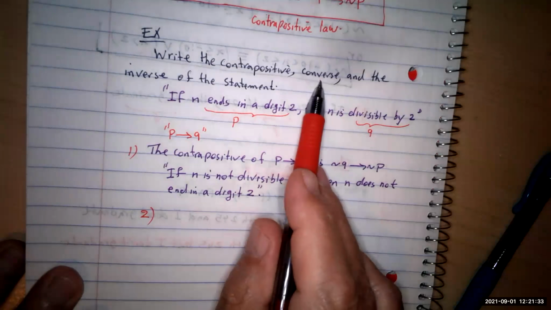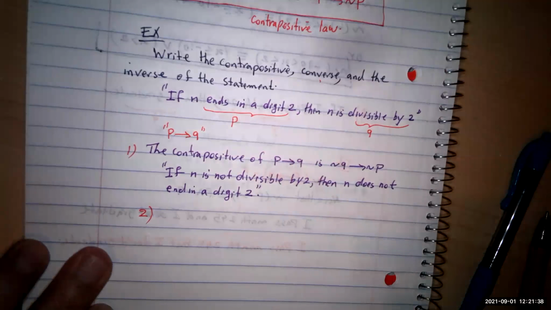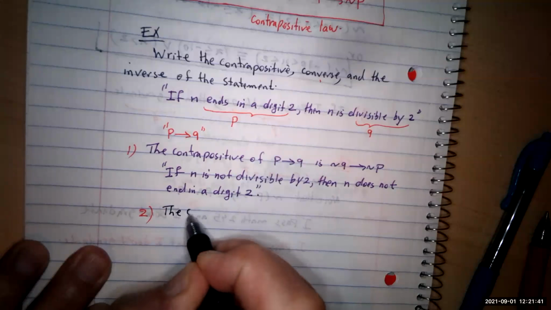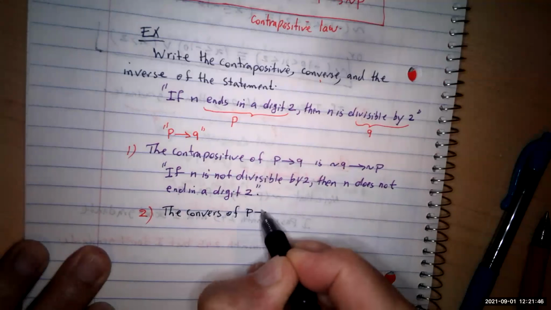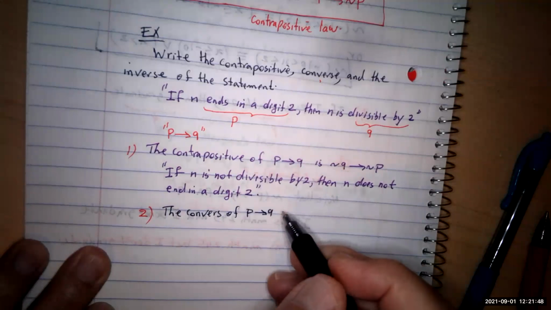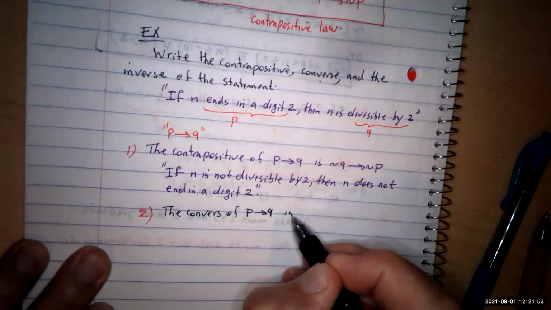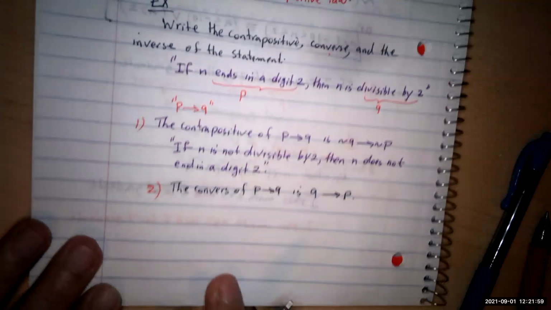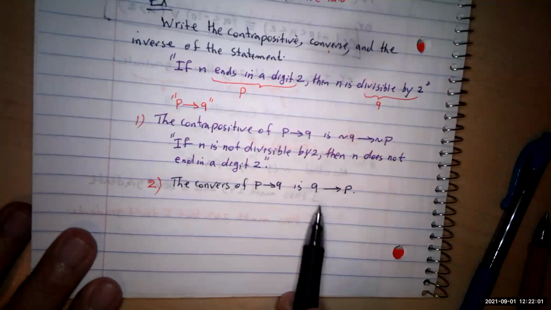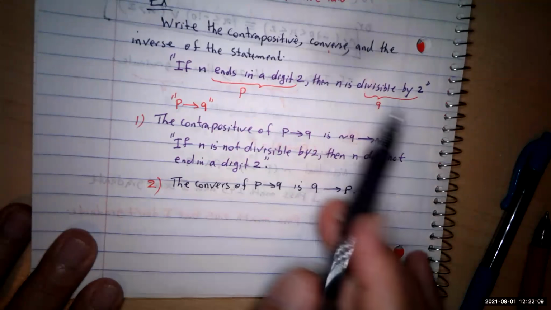What do you want? Converse. That's easy. You switch. Again, I like to remind myself and write it down. The converse of if P then Q is: we switch. If Q then P, that's it. That's a converse. So what is this one now? If n is divisible by 2, then n ends in a digit 2. Very good.